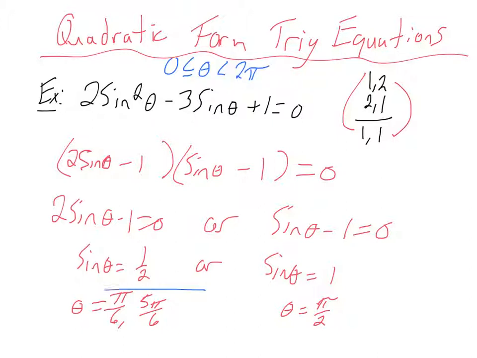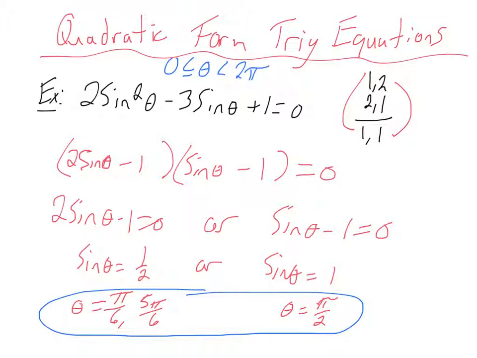All right, so if we see a trigonometric equation in quadratic form, we start off by factoring it. We set the two factors equal to 0, and then we solve the rest of those the same way that we have solved them in the past.